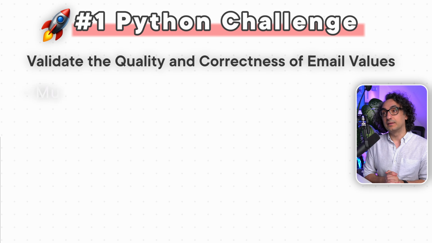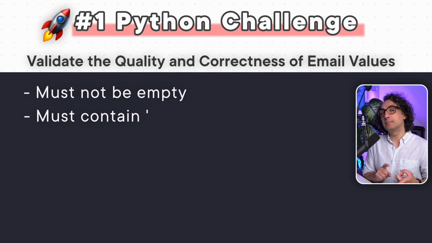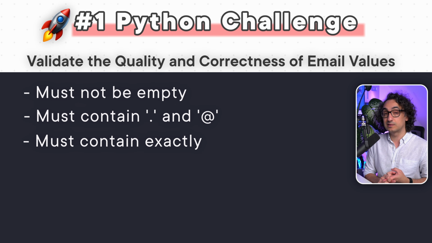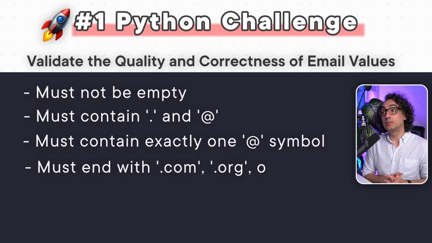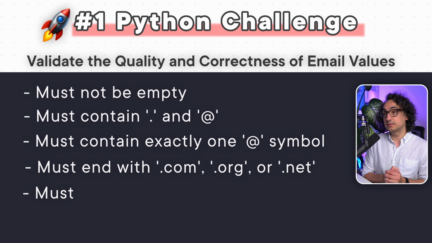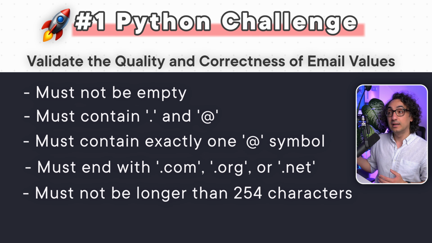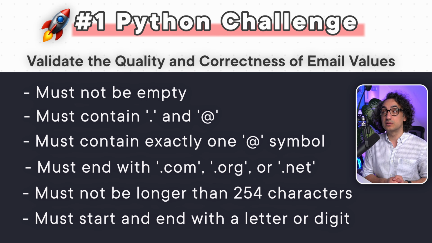So the rules are like this: the email must not be empty, it must contain a dot and an at, it must contain exactly one at symbol, the email must end with .com, .org or .net, and it must not be longer than 254 characters, and the last one, it must start or end with a letter or digit. So now pause the video, do it alone, and then we're going to do it together.